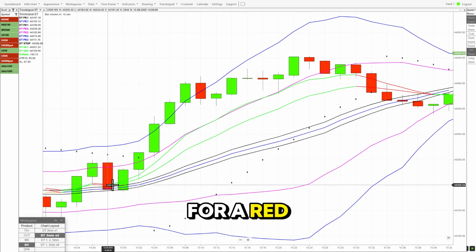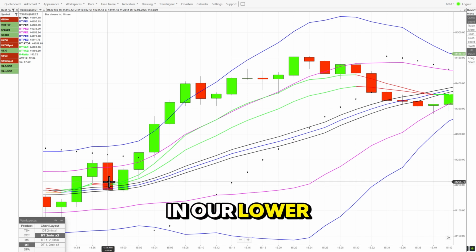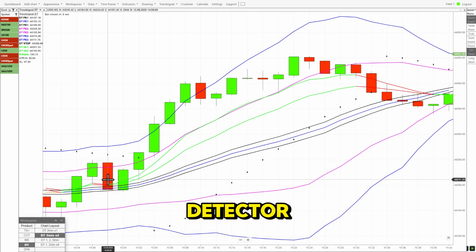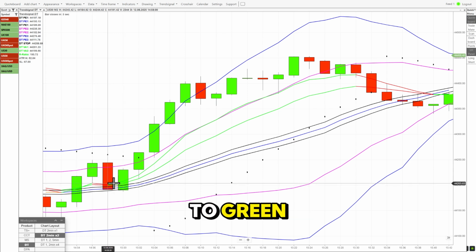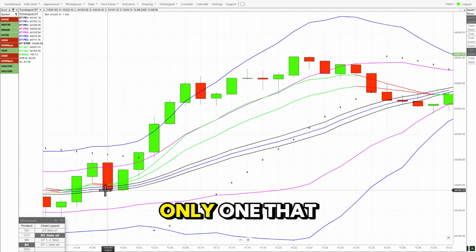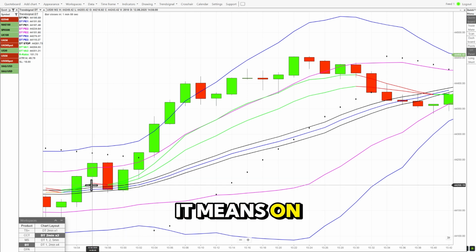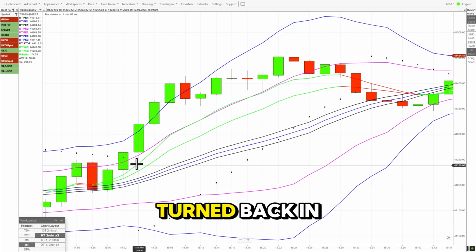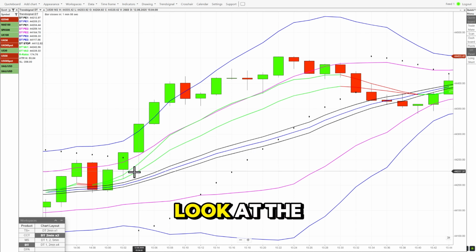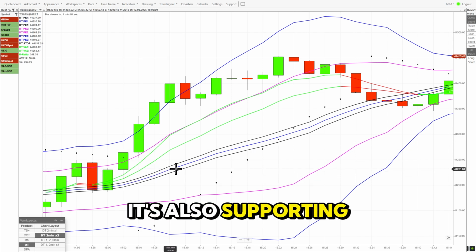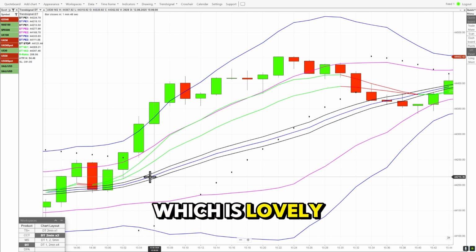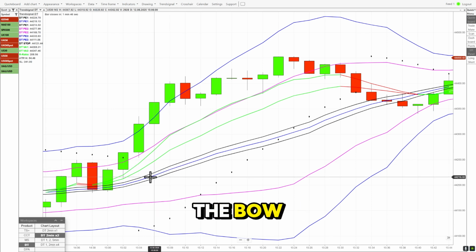We then look for a red to green change color in our lower time frame momentum detector. We call this a VA band specifically. We go from green to red to green. The red to green change color is the only one that we care about. Essentially, it means on the short time frame, the momentum has turned back in our favor. We can then look at the long-term trend if we want to. While it's not necessary, we can see that it's also supporting the buy-side price action, which is lovely. It's another kind of string in the bow, if you like.